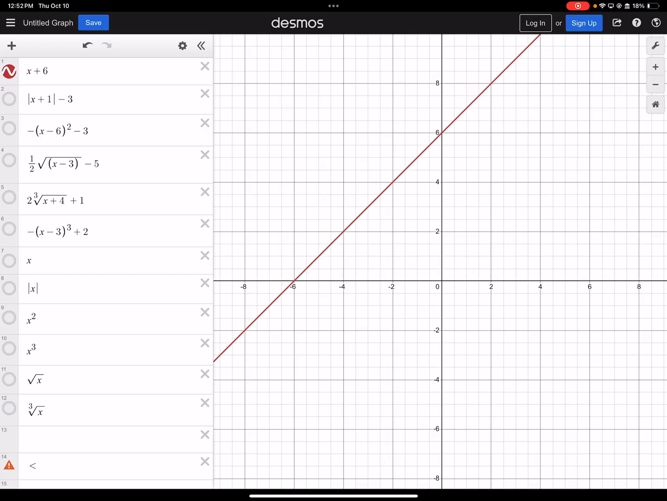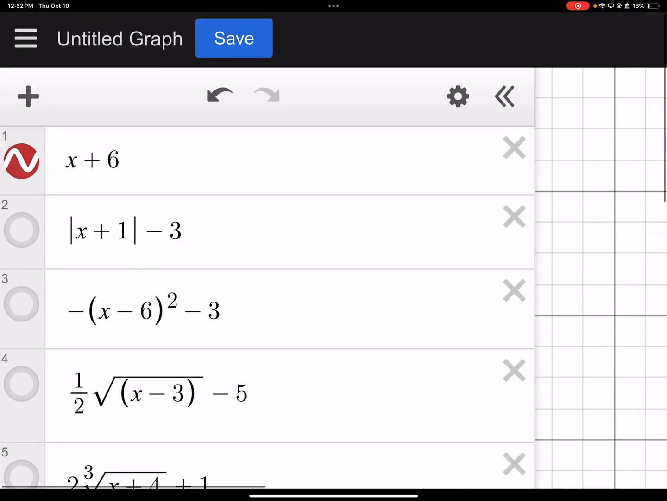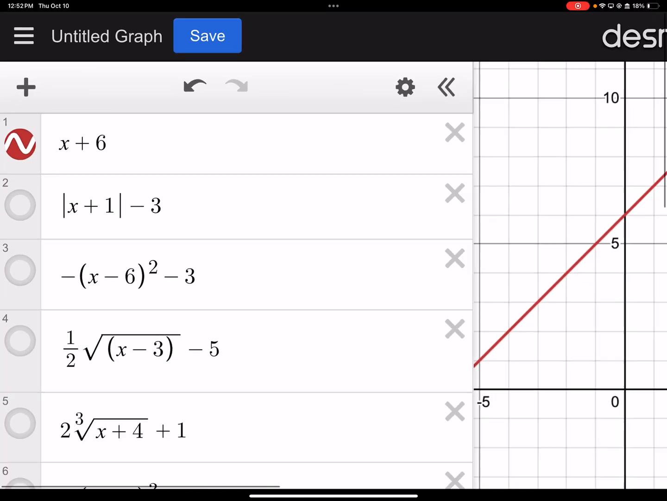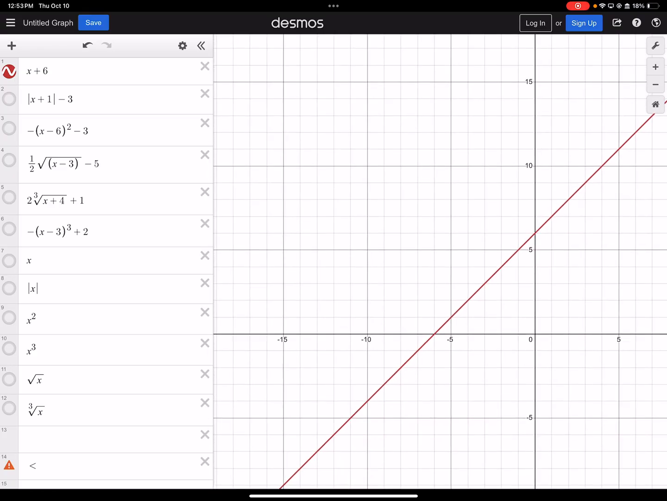So for example, in your notes put f of x equals x plus 6. F of x equals x plus 6. So by type, what's the parent function? Okay, it's linear. So we know that this is a linear function. Now we want to be able to describe the translation. So here's what the graph of that one looks like.